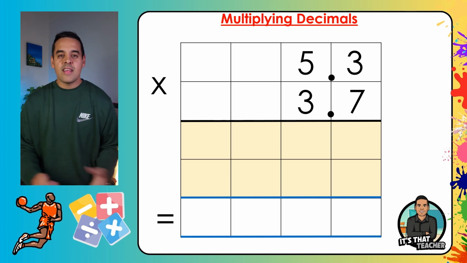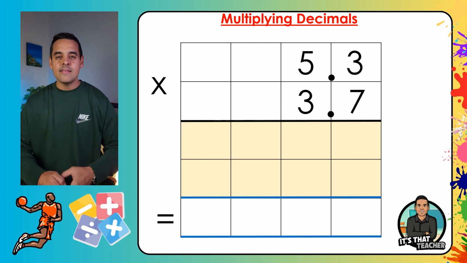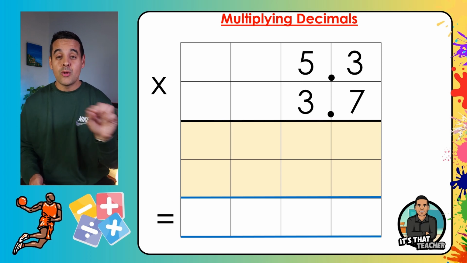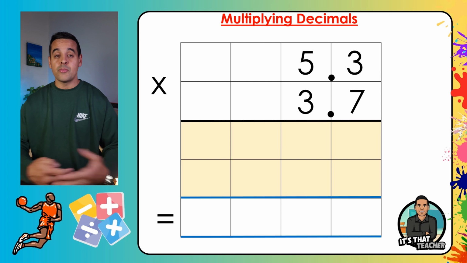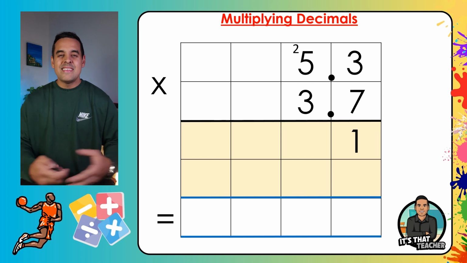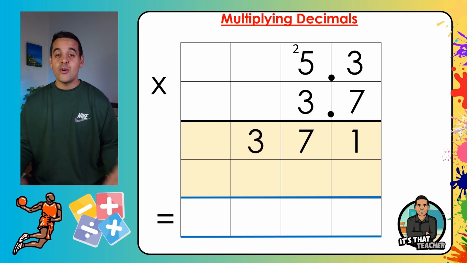Now, you're going to get questions like this. 5.3 times 3.7. You need to treat this question as if the decimal places weren't even there. So pretend it's 53 times 37. So a 2-digit by 2-digit multiplication question. 7 times 3 is 21. Put the 1 below, the 2 goes there. 7 times 5 is 35, plus that 2 is 37.